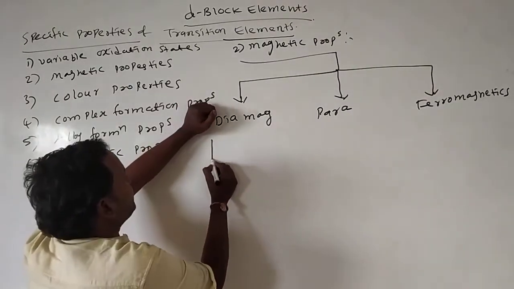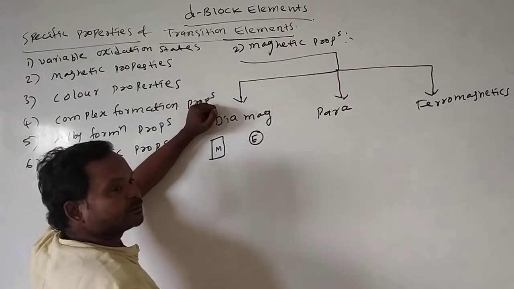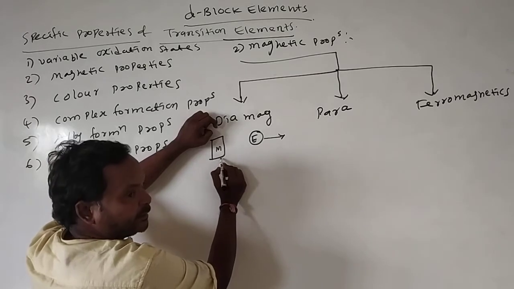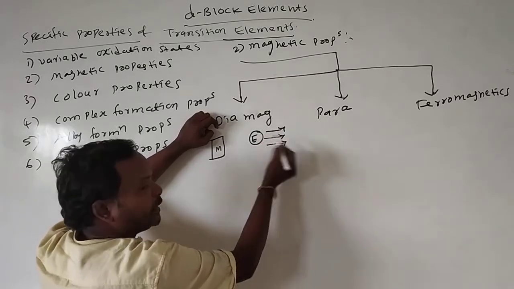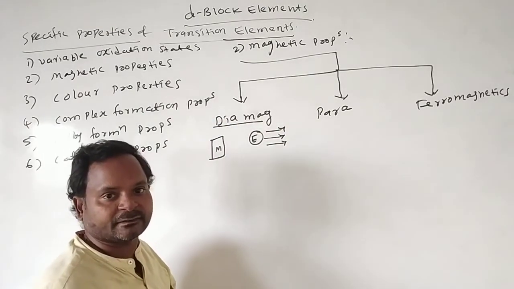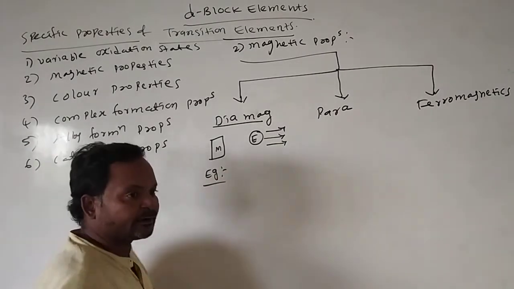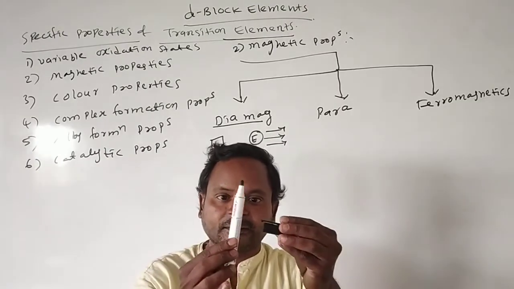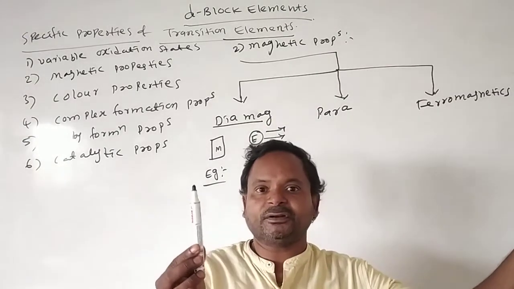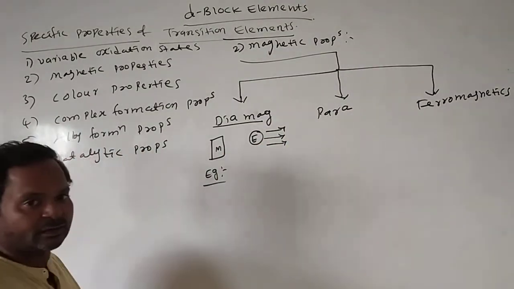Suppose I am taking one magnet. This is a magnet, and this is an element. If an element is repelled from the magnet, such substances we call diamagnetic substances. Repel means, suppose this is an element and this is a magnet, it is repelled like this. This type of material we call diamagnetic substances.